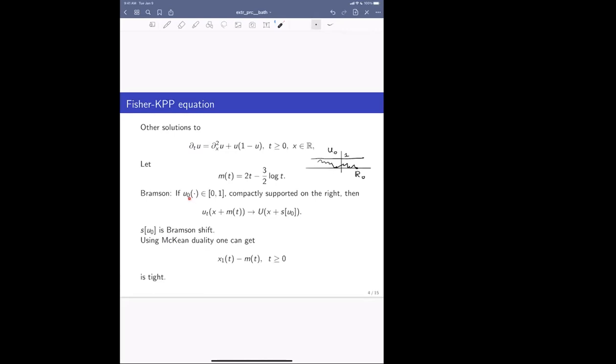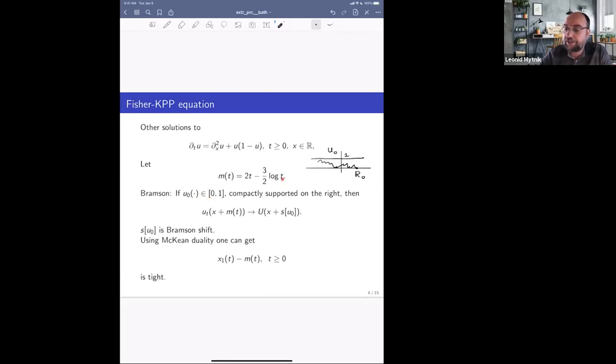Okay, so let's take m_t, which is 2t minus 3/2 logarithm of t. And it turns out that if I look at the solution to this equation for large times t, around m_t, which is around 2t with a logarithmic correction, then as time goes to infinity, this solution converges to the traveling wave solution, shifted by some value which depends on the initial condition. So I can change the initial condition, no matter what happens it will converge to the traveling wave, but depending on the initial condition it will be shifted a little bit. Okay, and this is called the Brownian shift.